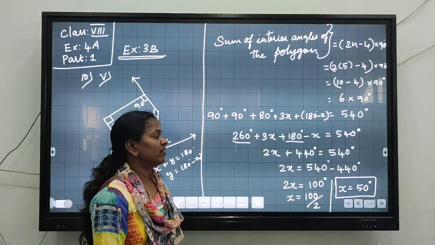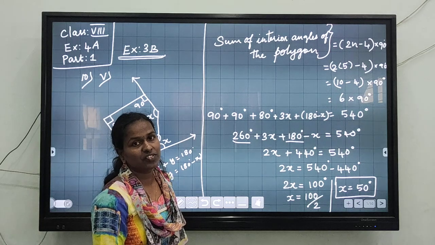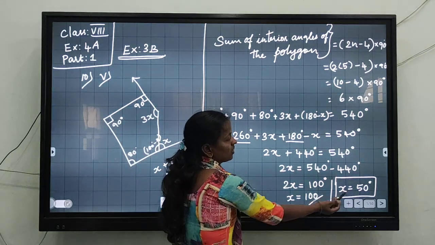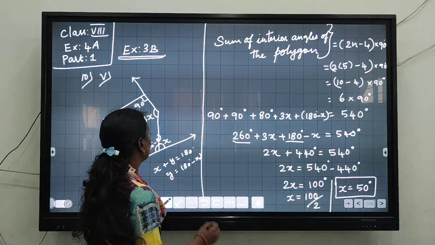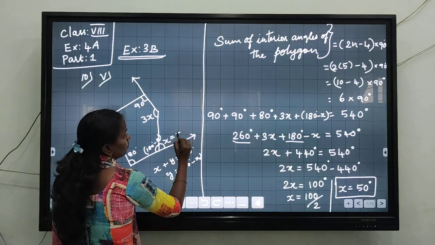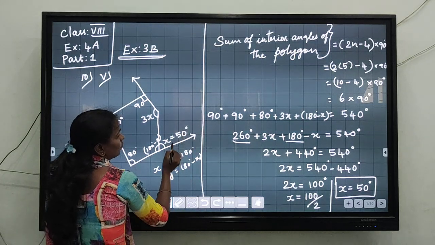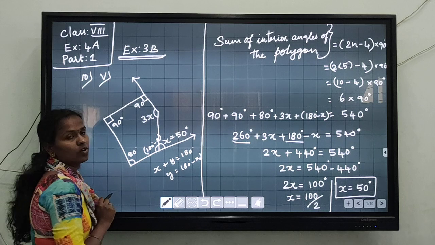So 100 divided by 2, you will get the answer as 50. So what is the angle of x? X is equal to 50 degrees. That means this is equal to 50 degrees. X equal to this exterior angle is equal to 50 degrees.